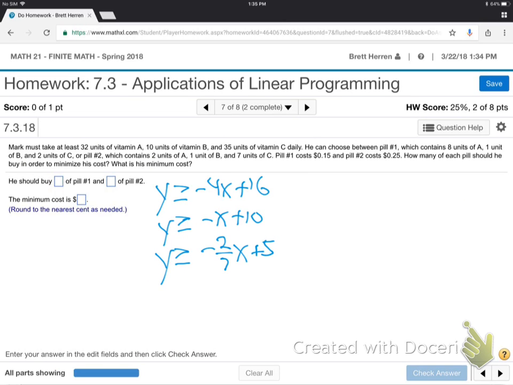I'm going to put this in as y1, y2, y3. Type it into your graphing calculator. Want to do that part with me? Go to your graphing calculator screen. Type that in: y1, y2, y3.